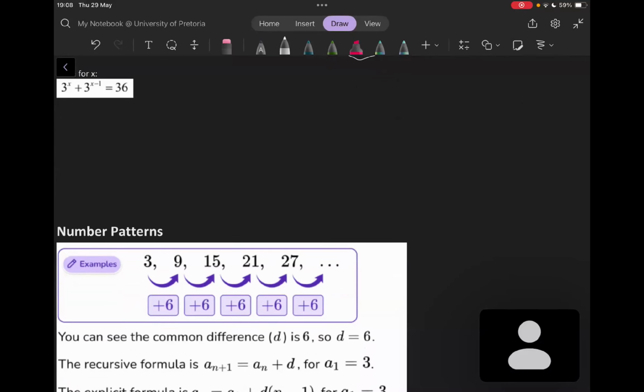My tip for this one is to put all the numbers in the same base. The base is 3, so try to put 36 into an exponent, having the base as 3.